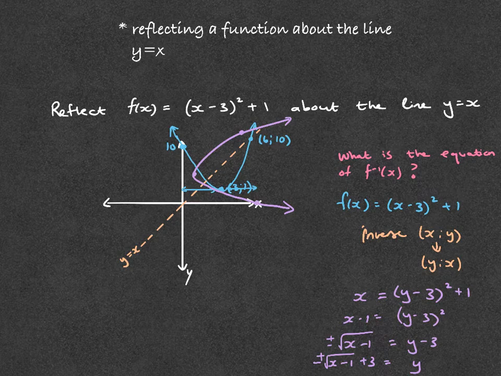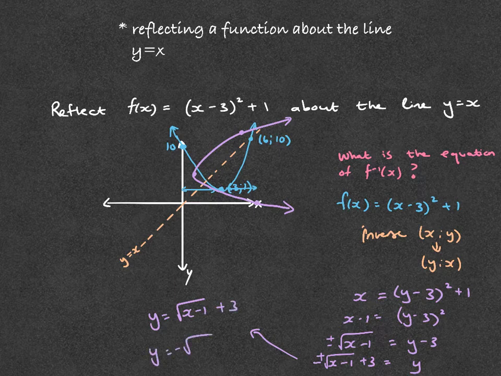So in other words, the inverse of a parabola is not a parabola. It's not a function, right? Together, this is not a function. And again, there's actually two parts to it. The first one is y equals the root of x − 1 plus 3. And the other part is y equals minus the root of x − 1 plus 3. So this leg has the equation y equals the root of x − 1 plus 3.